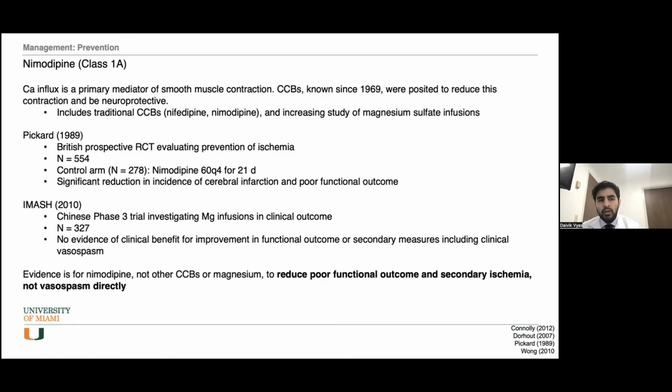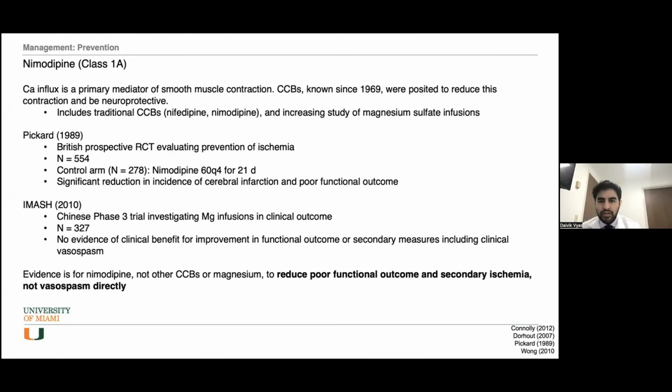Picard, actually out of England, publishes the first study in 1989, which was a prospective randomized clinical trial that evaluated the use of nimodipine in preventing ischemia and provided the early framework for the current treatment paradigm for giving nimodipine to patients who have subarachnoid hemorrhage. And in about 550 patients, they noted that administering nimodipine 60 milligrams every 4 hours for 3 weeks showed a reduction in the incidence of cerebral infarction and poor functional outcomes.